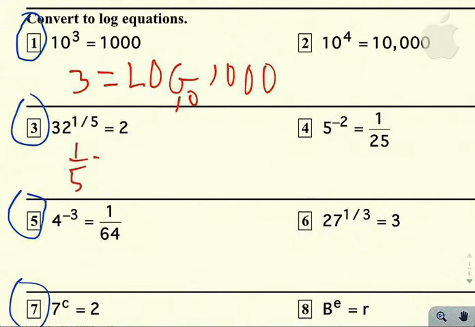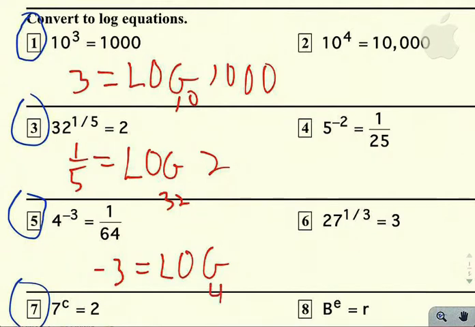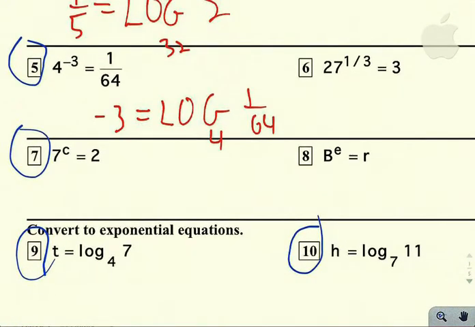1/5 in number 3 equals log to the base 32 of 2. Number 5, minus 3 equals log to the base 4 of 1/64. 7c equals log to the base 7 of 2.